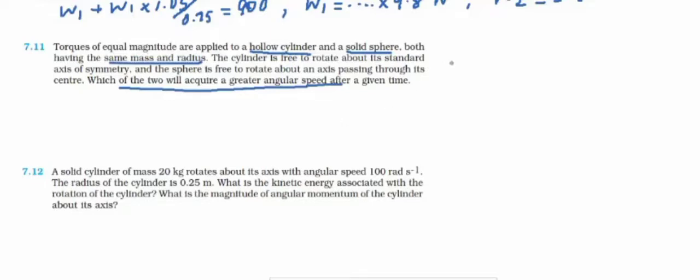Now we take the moment of inertia of the hollow cylinder. I formula is mr square. Then the moment of inertia of the sphere formula is 2 by 5 mr square.